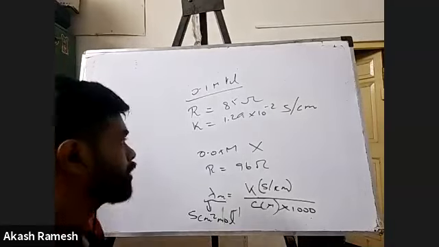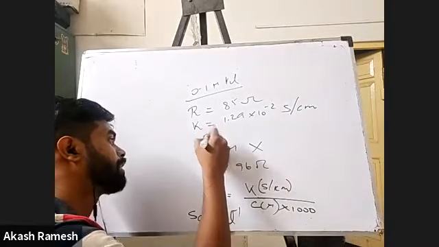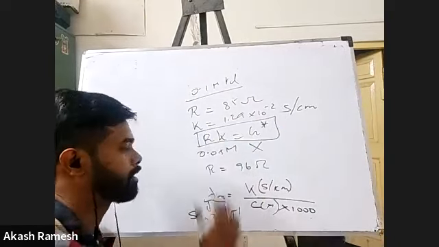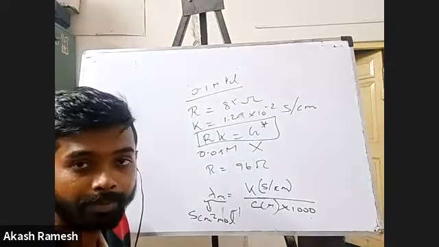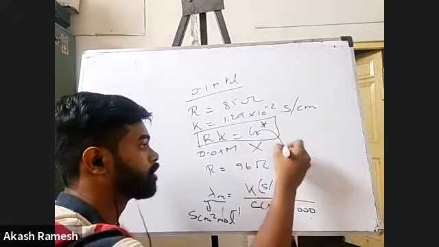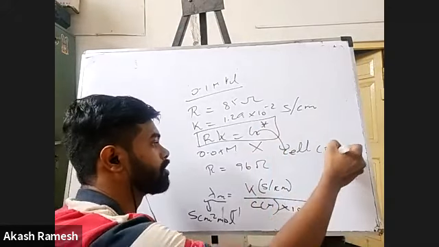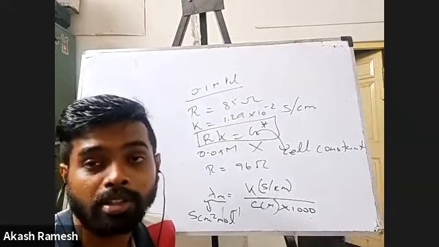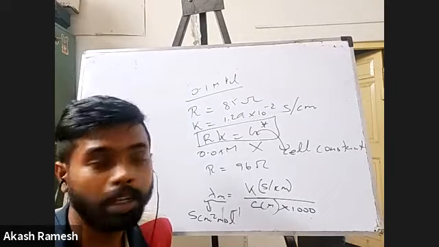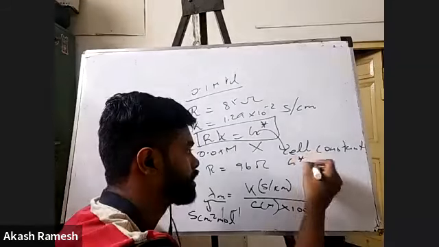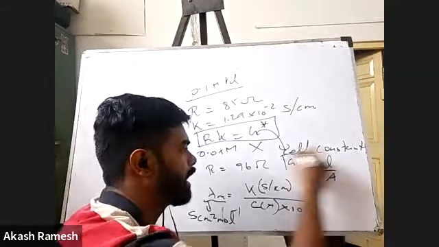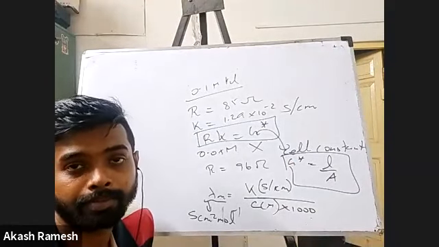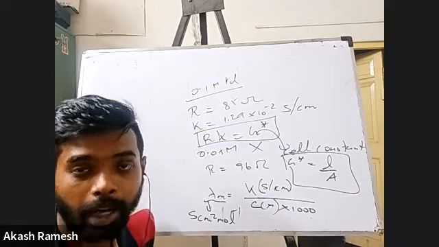Okay, fine. So the formula which you have to understand is R into K is G star. This is the formula you have to understand for conductivity cell. This G star is what is called your cell constant. This cell constant is nothing but L by A, length of the conductivity cell divided by area of the conductivity cell. I think you know all this.